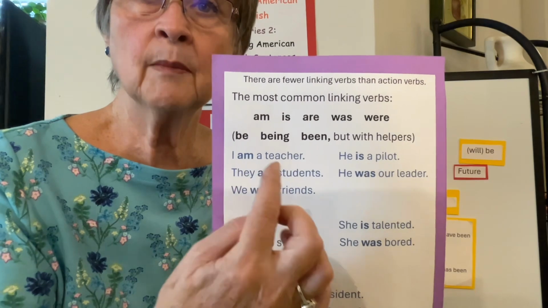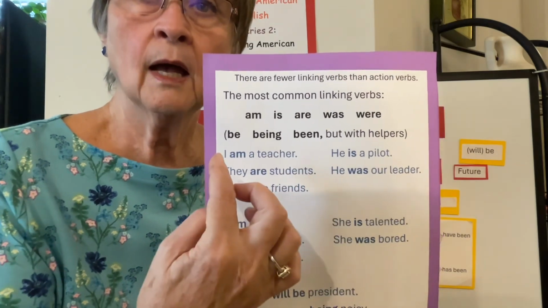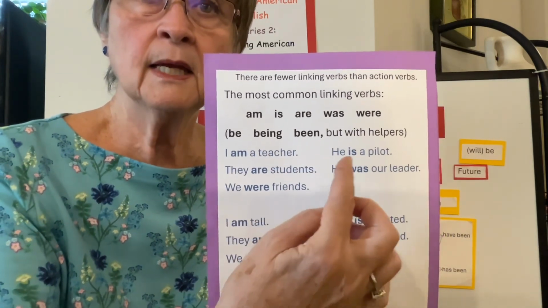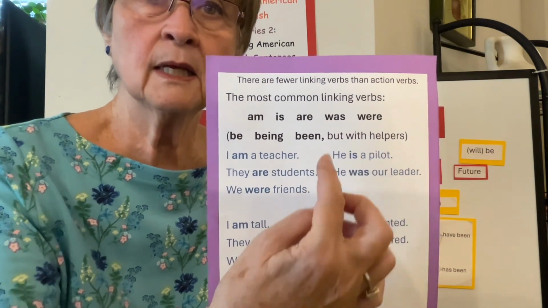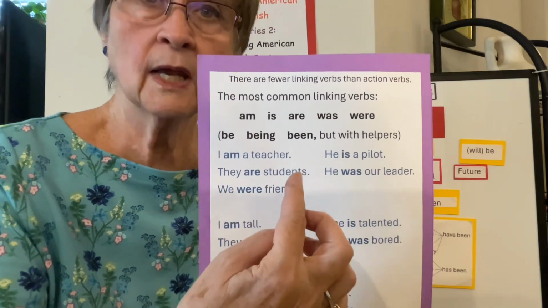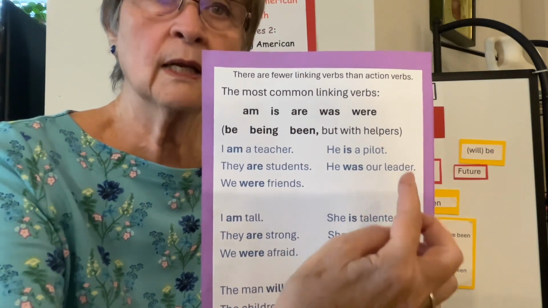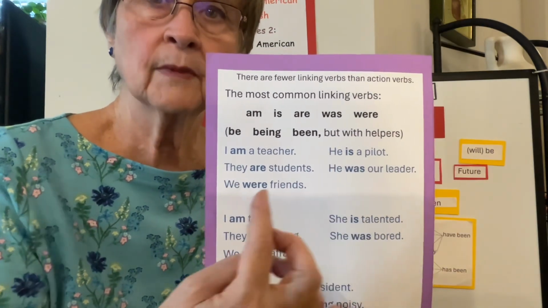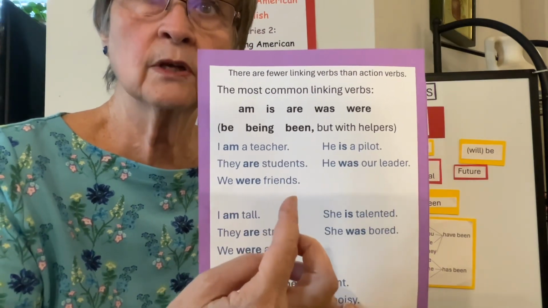Examples: I am a teacher. I and teacher are the same. He is a pilot. Pilot and he are the same. They are students, the same. He was our leader, the same. We were friends, the same.